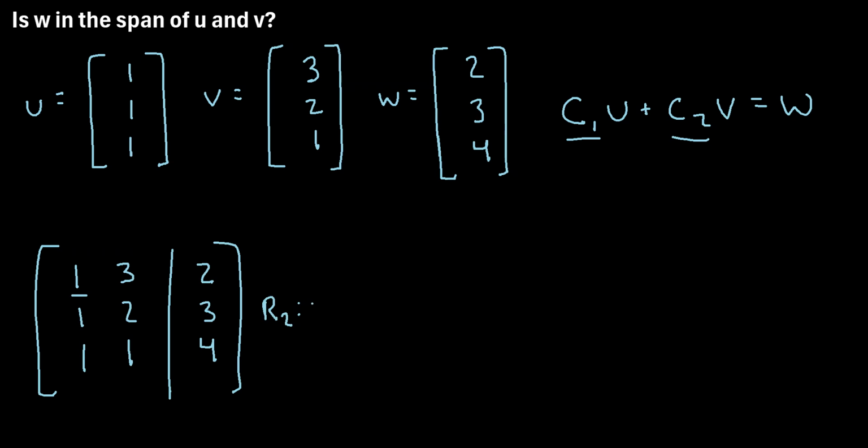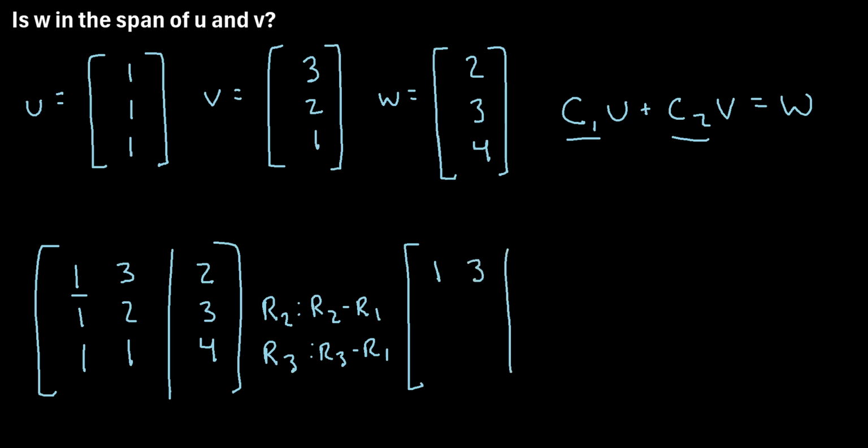So we'll say row 2 is going to become row 2 minus row 1. And row 3 is going to become row 3 minus row 1. So here's what that matrix looks like. The first row doesn't change at all. We'll just write those values 1, 3, 2. Row 2 is row 2 minus row 1. So 1 minus 1, 0. 2 minus 3, that's negative 1. 3 minus 2 is 1. And in row 3, we have row 3 minus row 1. So 1 minus 1 is 0. 1 minus 3 is negative 2. And 4 minus 2 is 2.